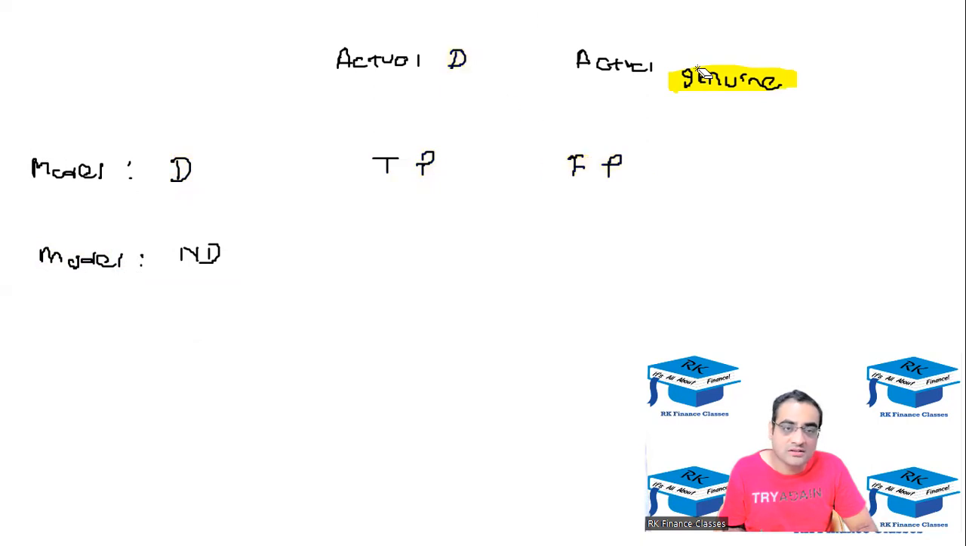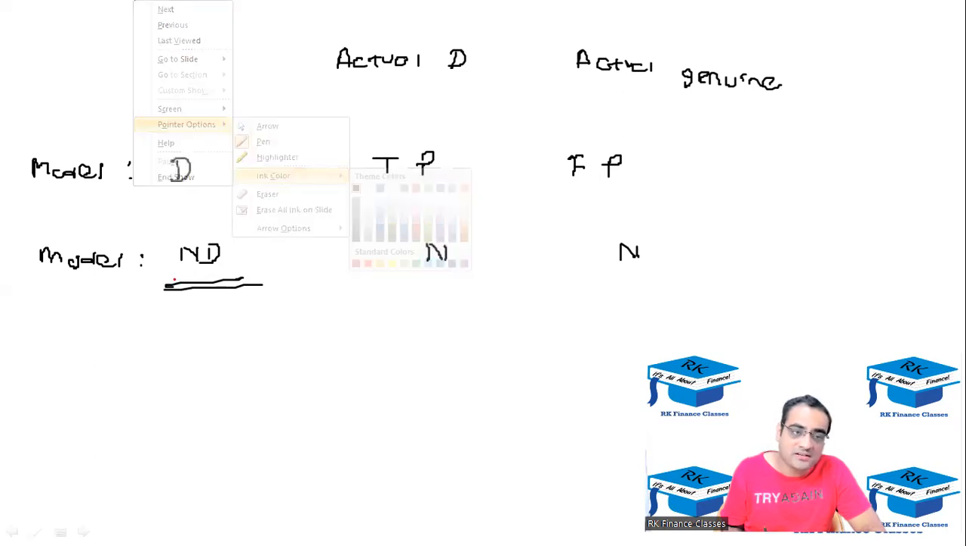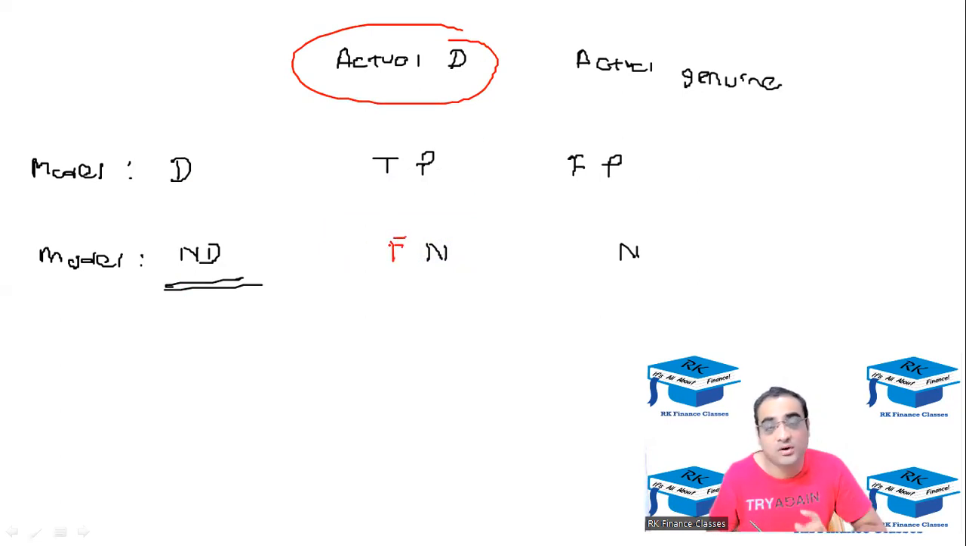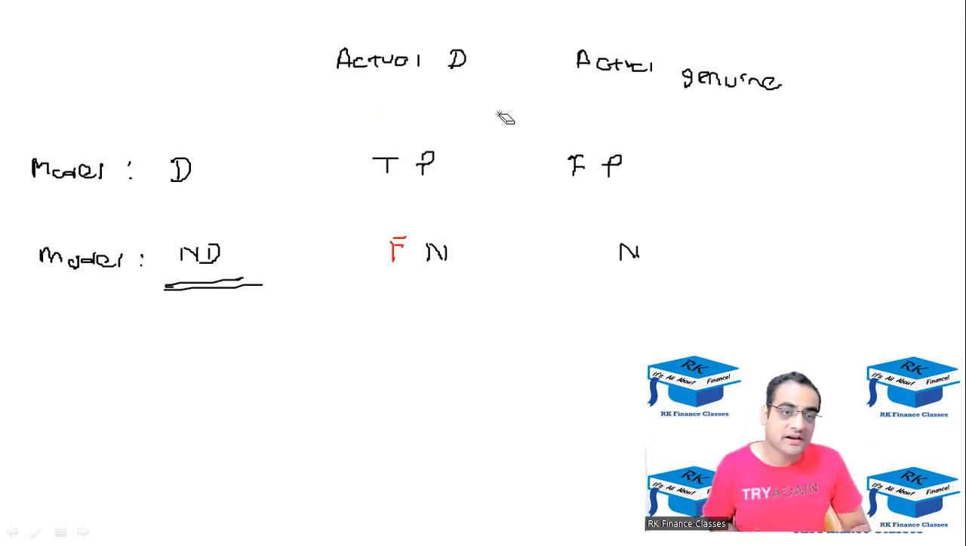Okay, now the next: when the model is saying the person is not going to be a defaulter, "not" means negative. Then you came to know that the model said a person is not a defaulter, but actually he is a defaulter. Then that negative is a false negative, because the model said he's not going to default, but actually he did default. And similarly, the model said no default, and actually he did not default, so it's a true negative. Okay, so I hope you have got it.